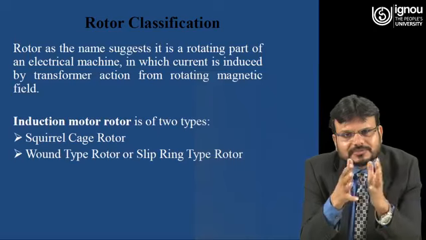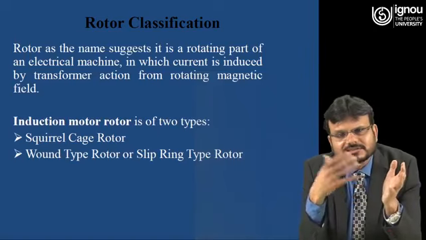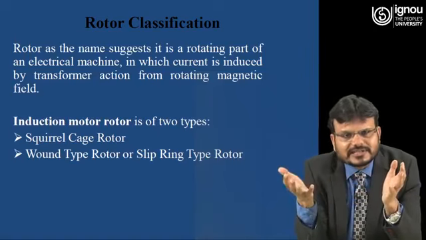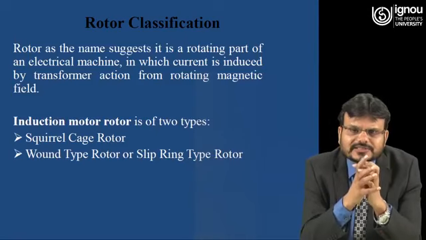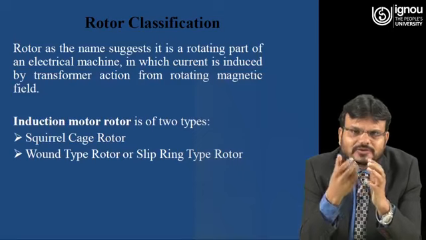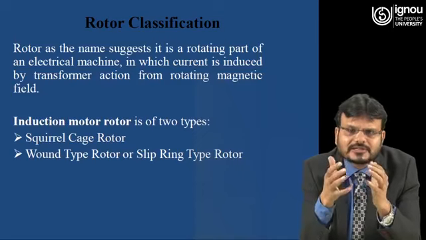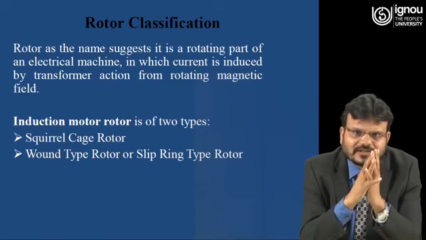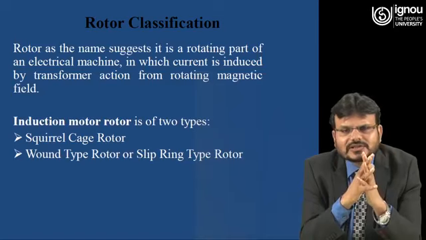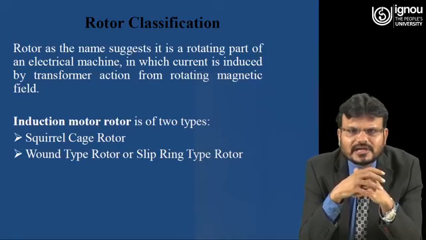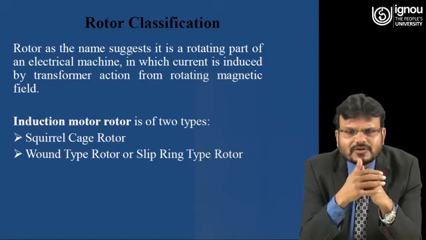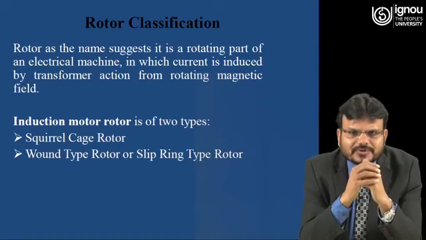I have already discussed how the transformer works. When you give some supply in the primary winding, due to the induction effect, EMF is induced in the secondary winding. The principle of this three-phase induction motor, how the EMF is induced in the rotor winding, is just like a transformer. Now this induction motor rotor can again be classified as squirrel cage rotor and wound type rotor, or you can say slip ring type motor.